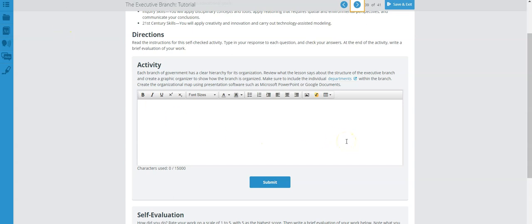If for some reason you do not have Microsoft PowerPoint, or you do not know how to use Google Documents, please make sure that you provide the explanation here, in this case you need to write it, so that the teacher will know exactly that you understand what you're being asked to do here, and you understand how the executive branch is divided and which department goes where.